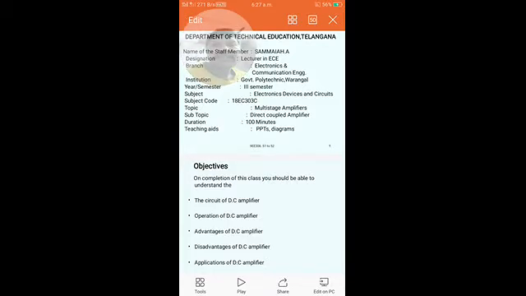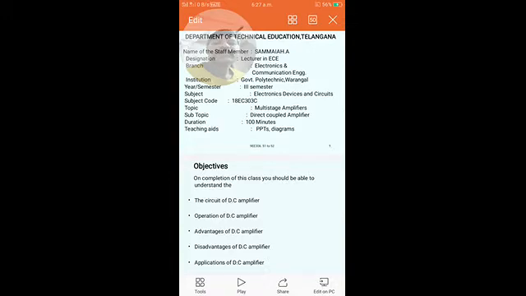We are now studying the second chapter, multi-stage amplifiers. In this chapter we have studied multi-stage amplifiers, different types of multi-stage amplifiers like the RC coupled amplifier and the transformer coupled amplifier.